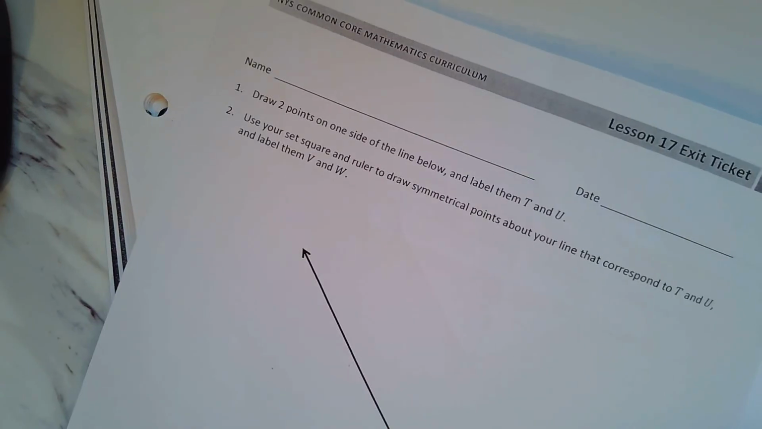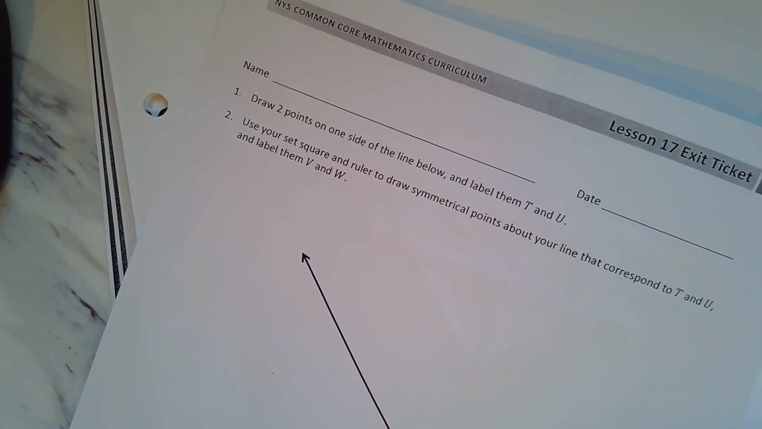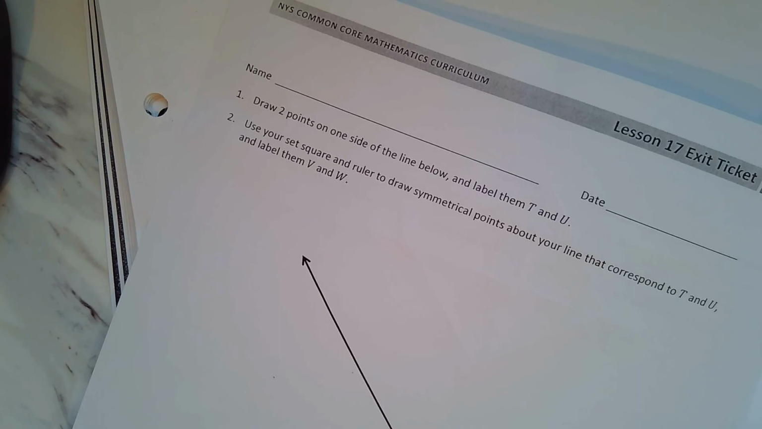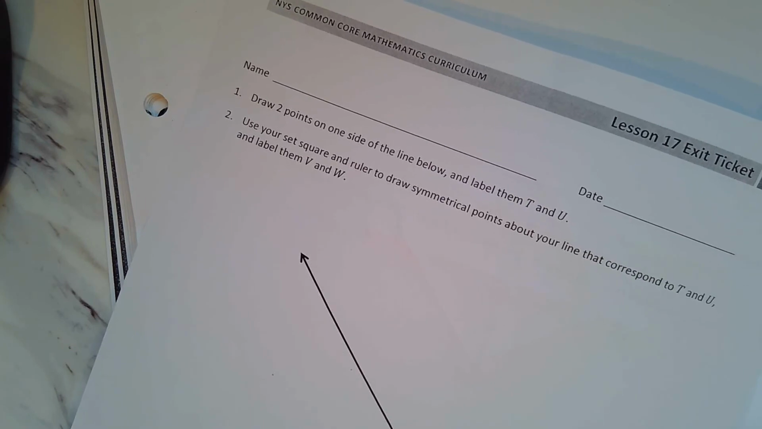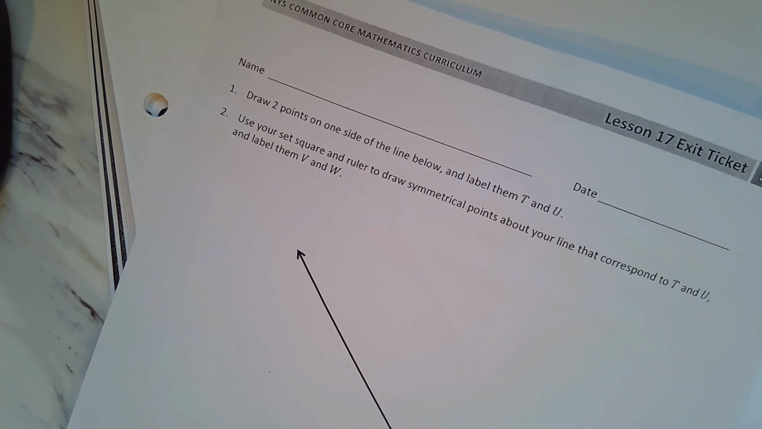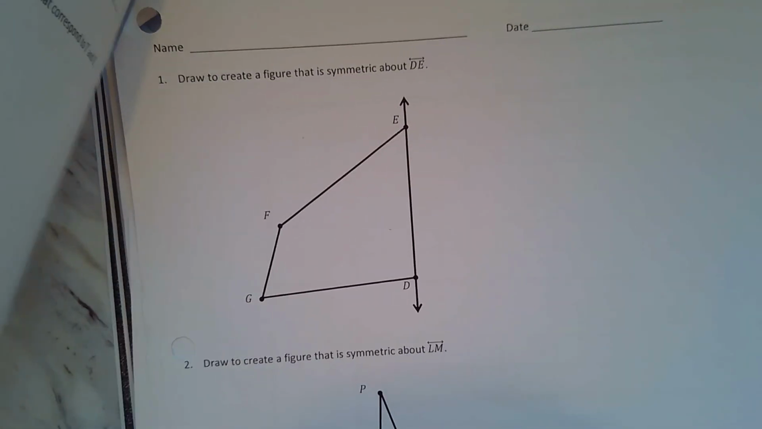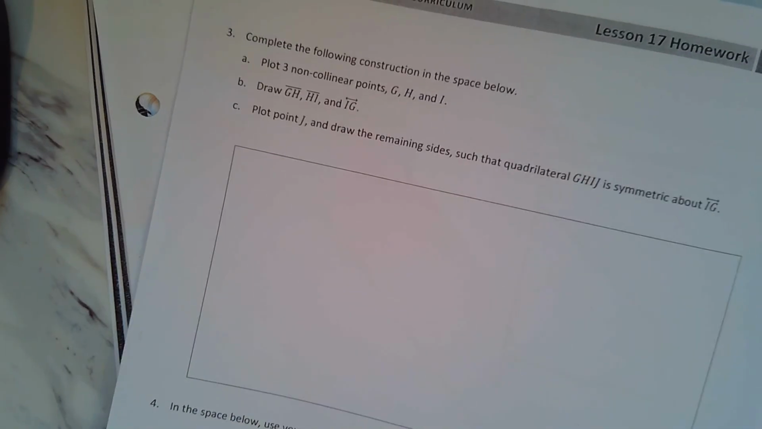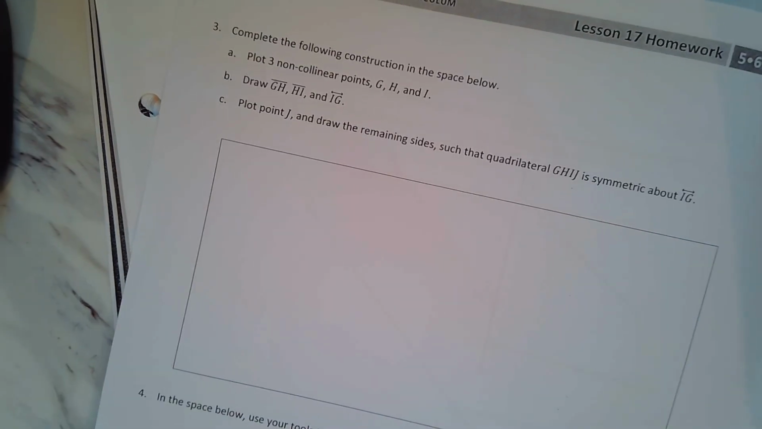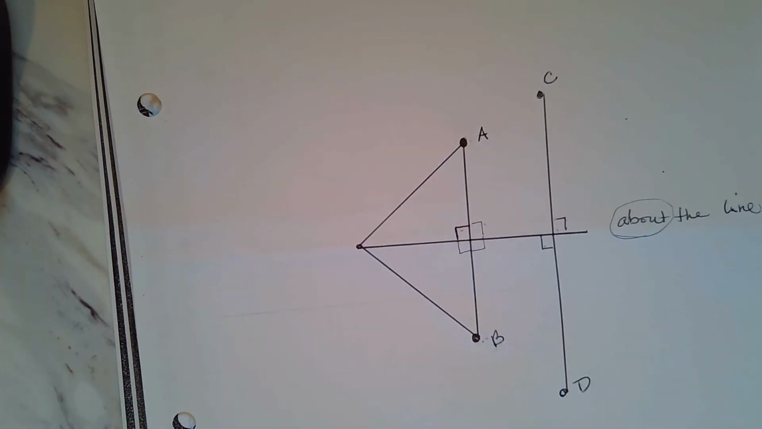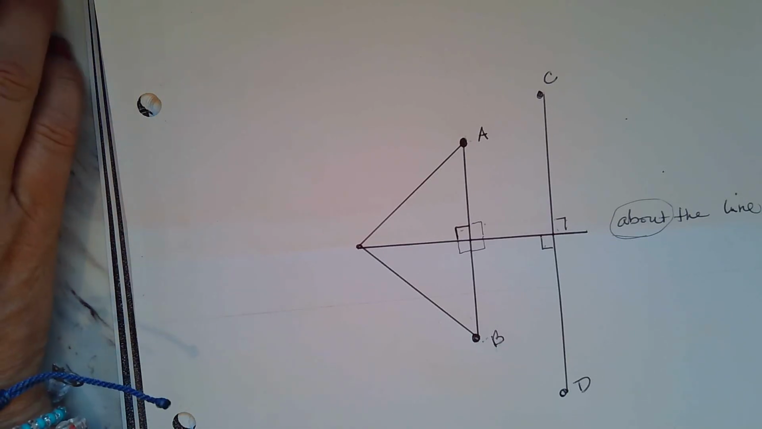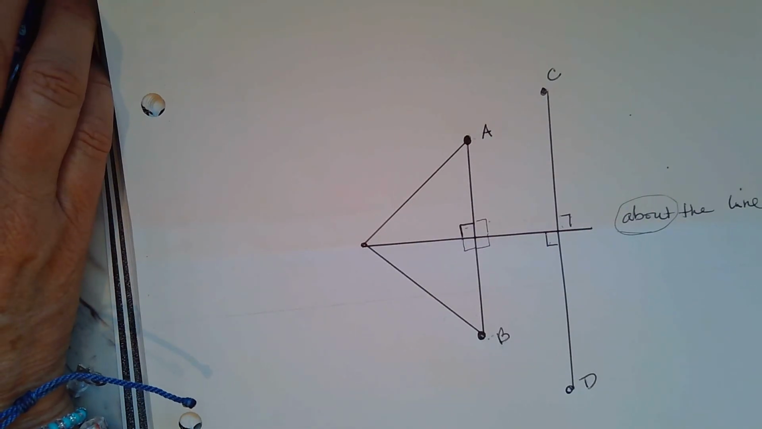Your exit ticket is draw 2 points on one side of the line below and label them T, U. Use your set square and a ruler to draw symmetrical points about the line that correspond to T, U and label them V, W. So your homework, you're going to create symmetrical figures, and the same is creating that quadrilateral. All right, I think you're ready. Come back and check your work for Module 6, Lesson 17, Problem Set Debrief.